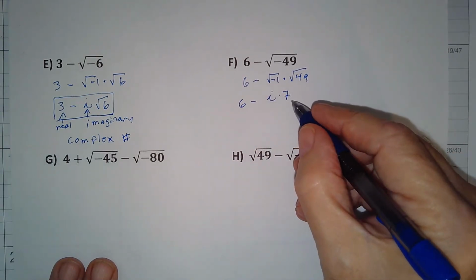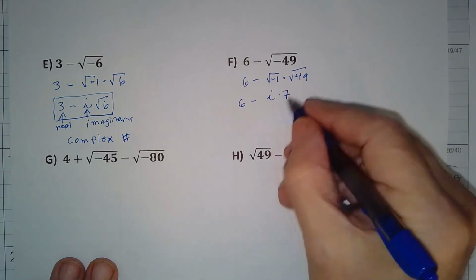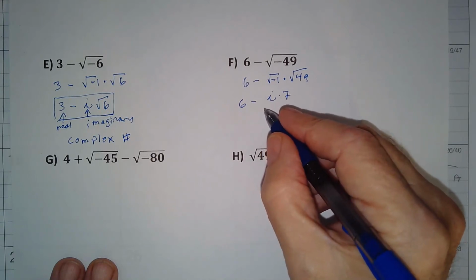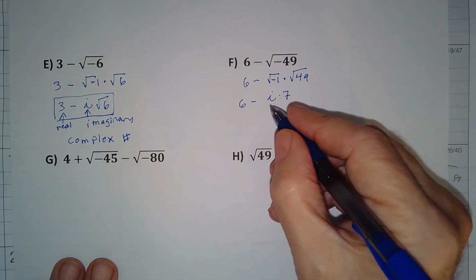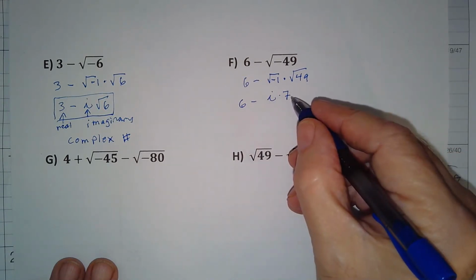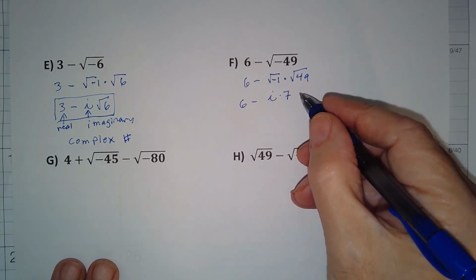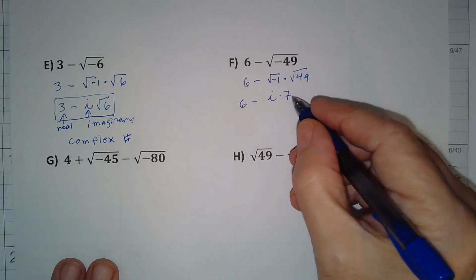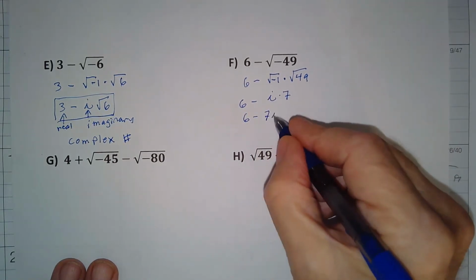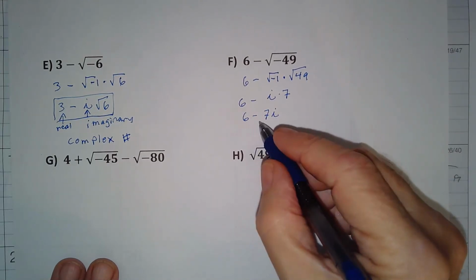So what we want to do here is change around the 7 and the i. Let me just look at this a second. No, this just needs to be reversed. So it's 6 minus 7i because the 7's multiplied to the i. And so this is our answer.